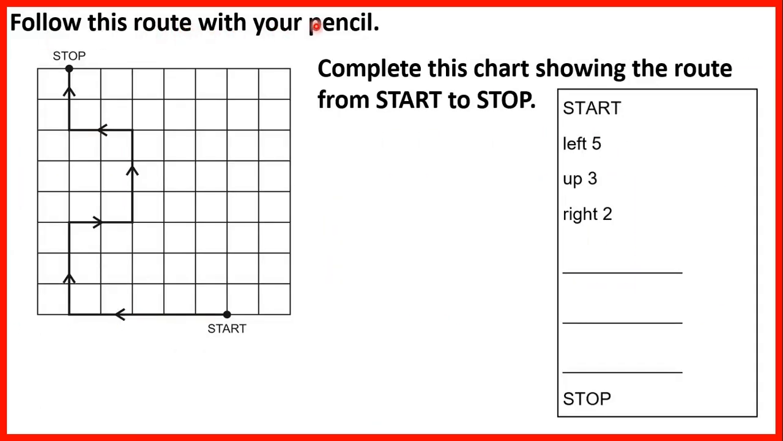Follow this route with your pencil. Complete this chart showing the route from start to stop. So from start, the first line we have goes 5 squares to the left, so that's left 5. Then we go up 3 squares, and then right 2 squares. So next we can see that we go up 3. Then we have 2 squares to the left, so that's left 2. And then we go up 2 squares to get to stop, so that's up 2.